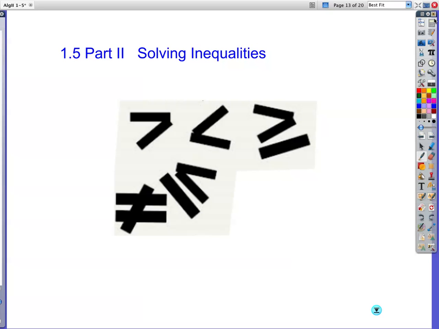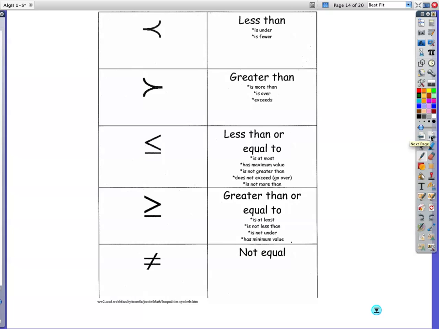Okay, part 2, solving inequalities. This will hopefully be short and sweet. Here we go. Less than, greater than, less than or equal to, greater than or equal to, not equal to. If you get the big ones here, I think we're good.